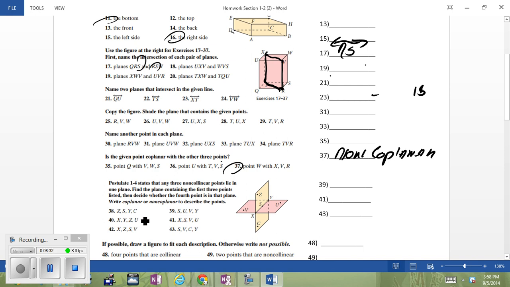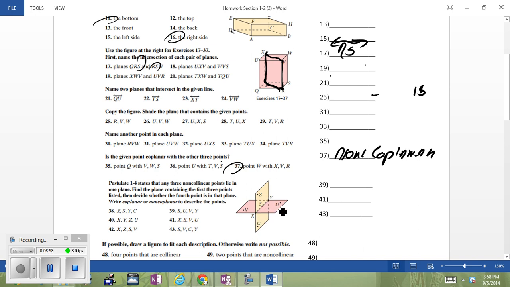Okay, let's come down to the exercises referencing what this picture depicts. This picture depicts two intersecting planes. The yellow plane could be named for any 3 points not on the same line. So the yellow plane could be named like SYZ, could be named SYC. Okay, that would name the yellow plane.